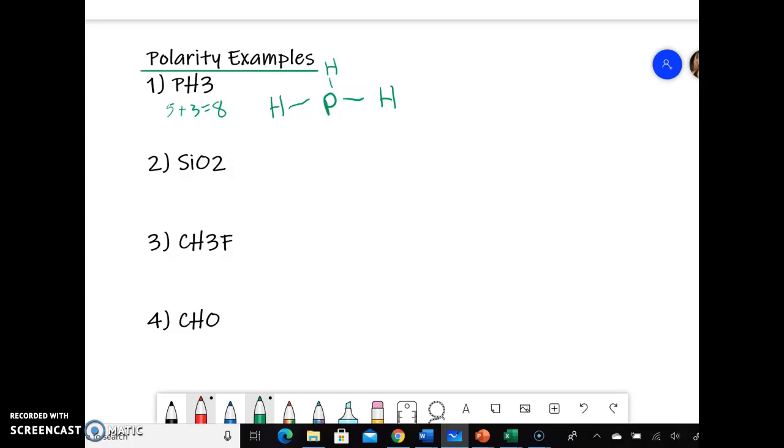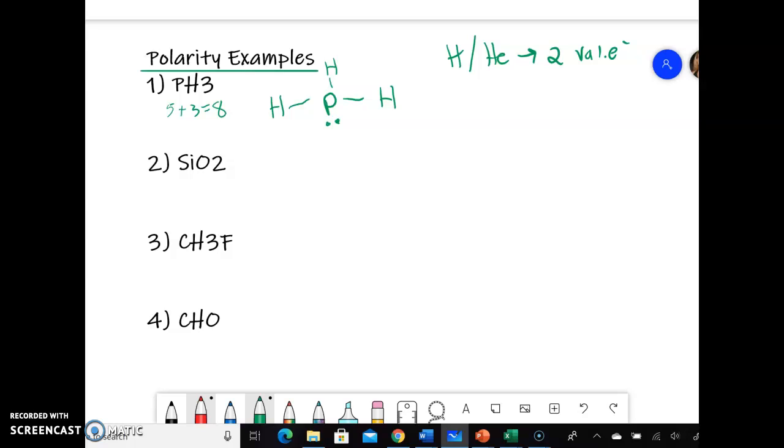Hydrogen is stable with only 2. So hydrogen and helium, they only need 2 valence electrons. But the rest of them usually need 8. So we're going to put 2 more electrons on the phosphorus, and now we've used up all 8 of our electrons. So now we need to determine if this is polar or nonpolar.